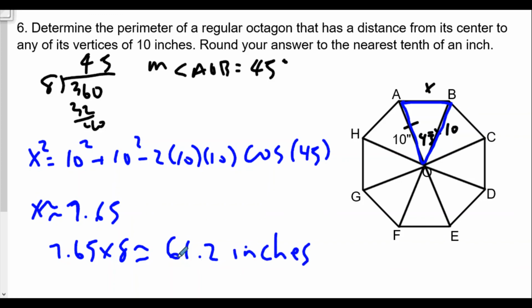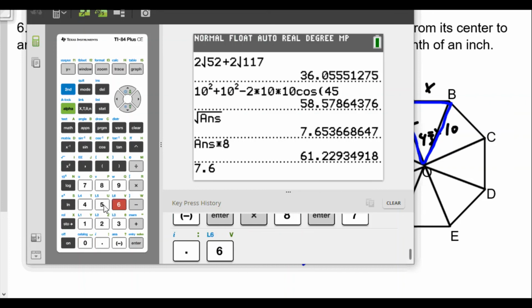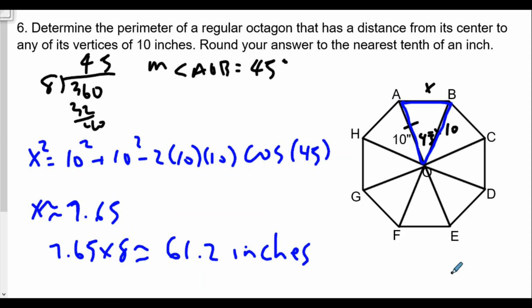All right. Now, just to make sure, if we use 7.65 times 8, let's see what we got though. 7.65 times 8 is equal to 61.2. So whether you round off before or not, don't round to the nearest tenth and then multiply by 8. Round to the nearest hundredth at the very least. I like using all decimals because we have a calculator, but round off in this case as far as you can. All right. So we have 61.2 inches.